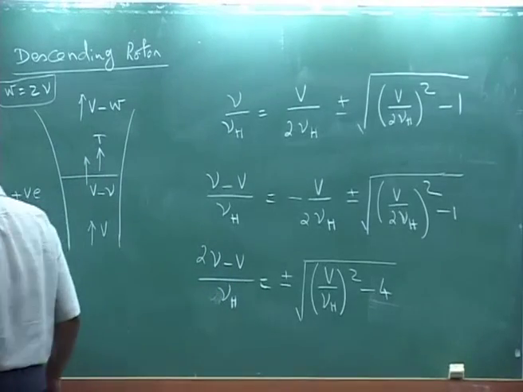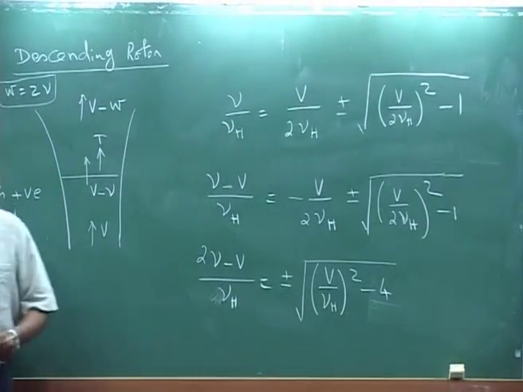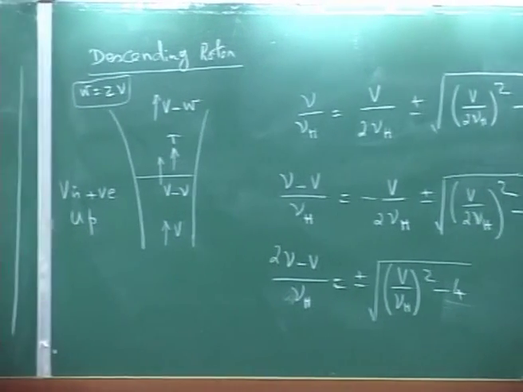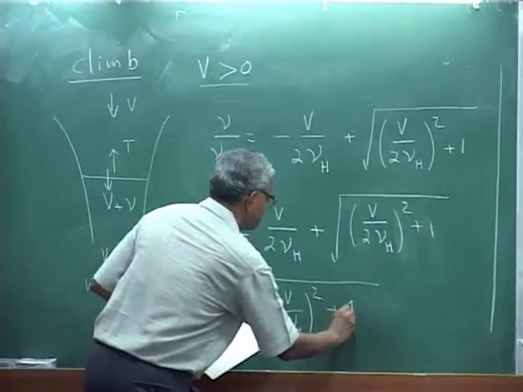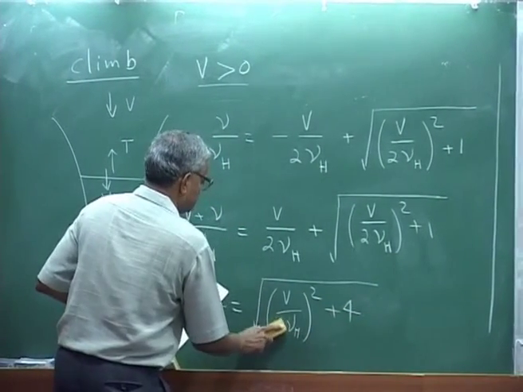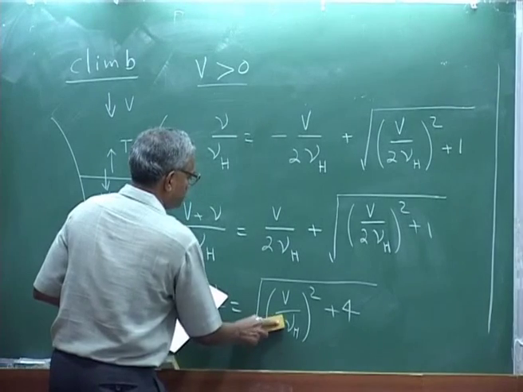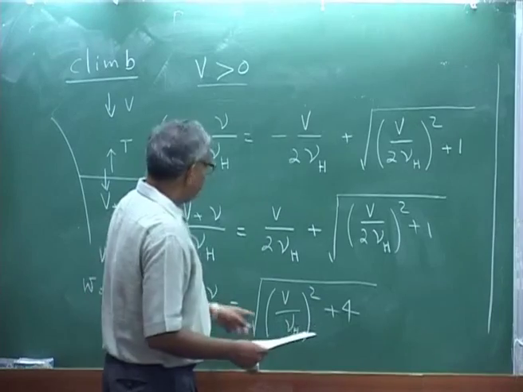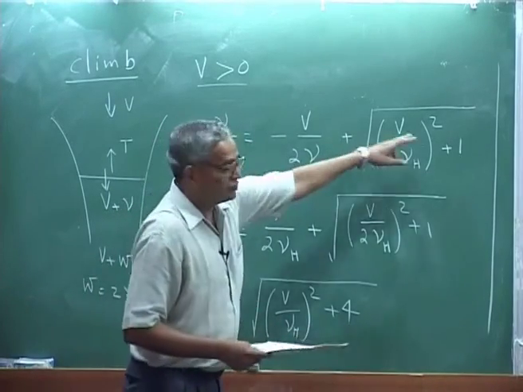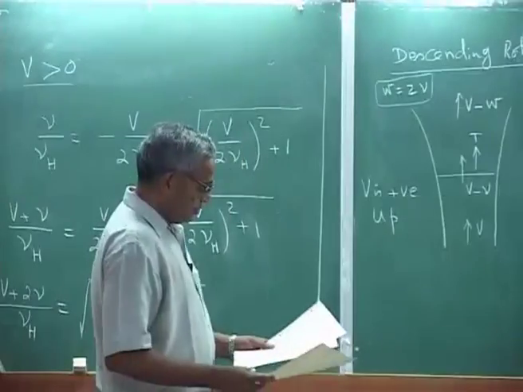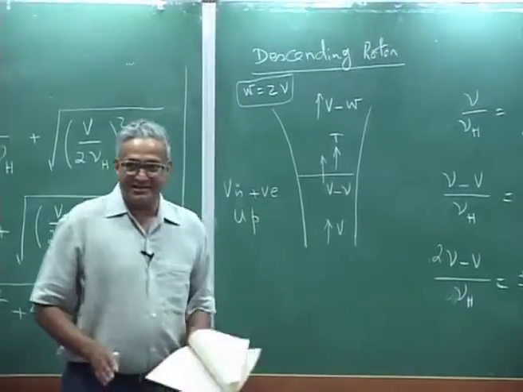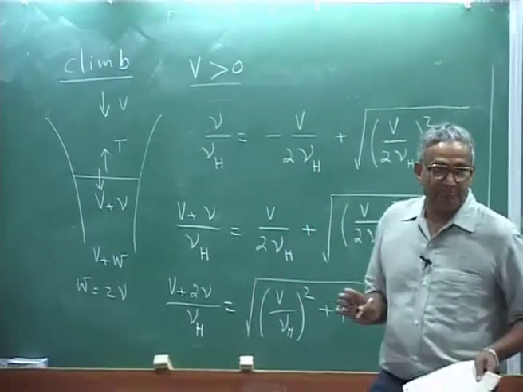Is it correct? Expression, kindly check it here. Here I should change it to plus, right? This goes out. Yeah, sorry. Check here. Yeah, because I am multiplying by 2, 2 will go up. Okay. You now have one set of expressions for descent, one set of expressions for climb.